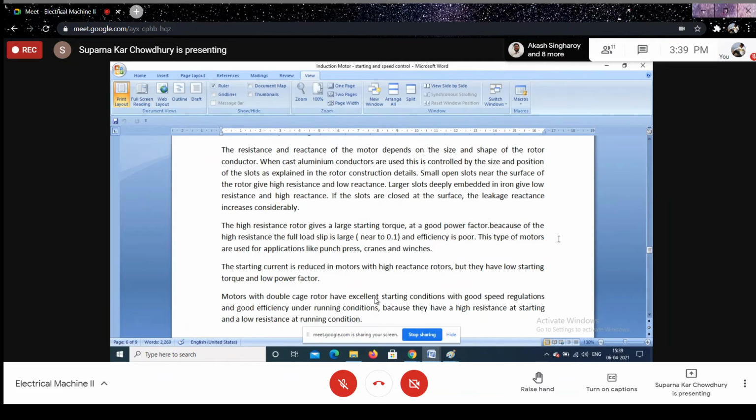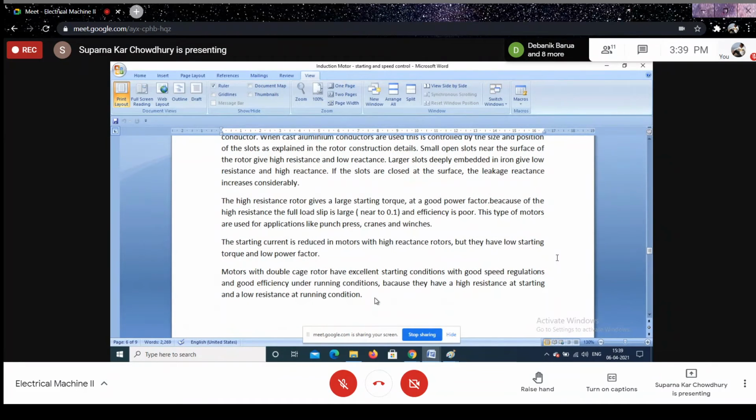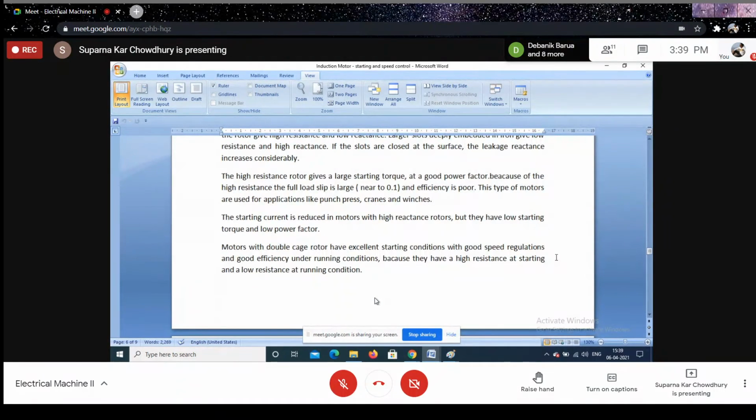The starting current is reduced in a motor with a high reactance rotor, but it has low starting torque and low power factor. Because if we increase the reactance, the resistance will reduce, so power factor will reduce, torque will also reduce. Double cage motors have excellent starting conditions with good speed regulation and good efficiency under running condition because they have high resistance at starting and low resistance at running.